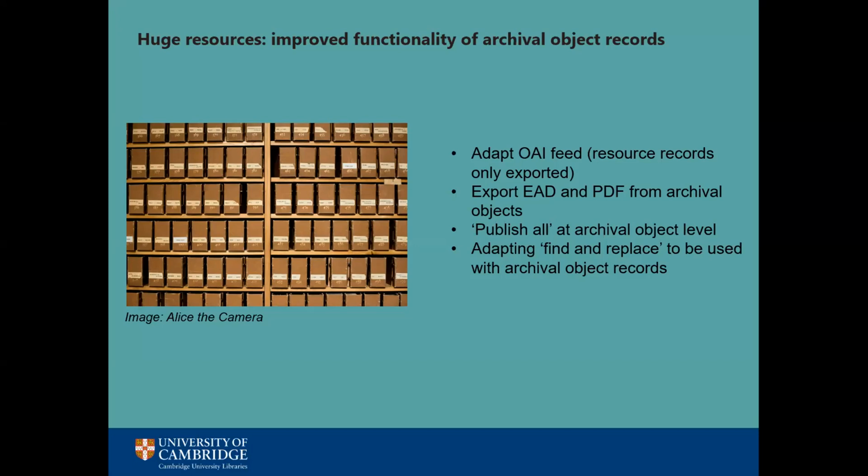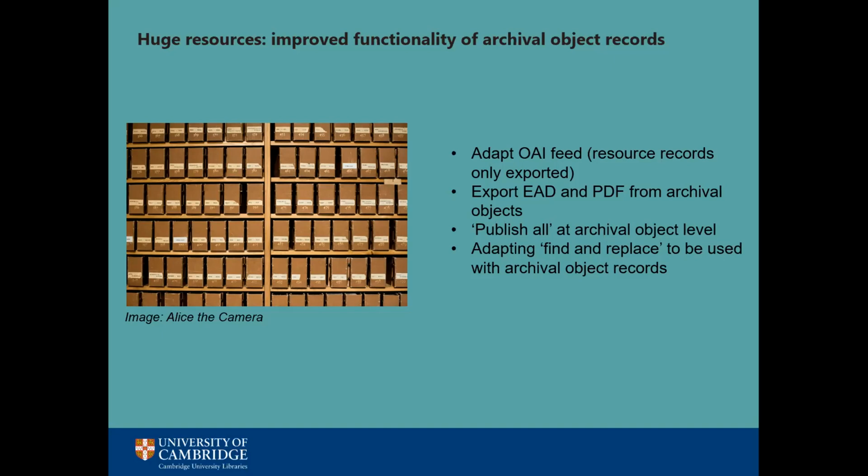So a couple of examples: you can't export PDFs or EADs from archival objects, and you can't publish all at archival object level. Prior to ArchivesSpace being implemented, the library had used several separate systems for archival catalogues, and collections were mostly managed quite separately from one another. So you can imagine that bringing the library's catalogues together into one repository has given us some massive benefits. We've reduced silo working considerably, and for the first time, we can evaluate priorities right across our holdings.